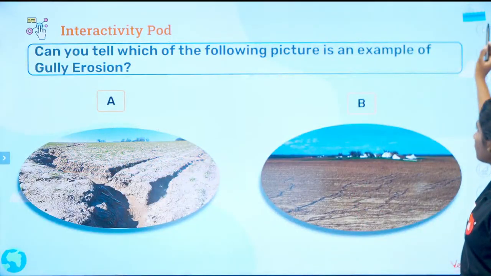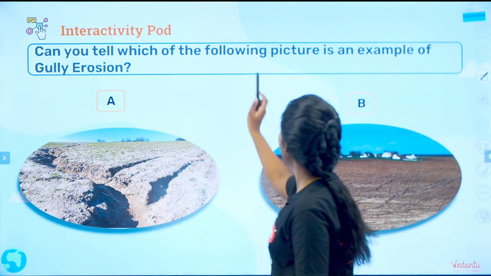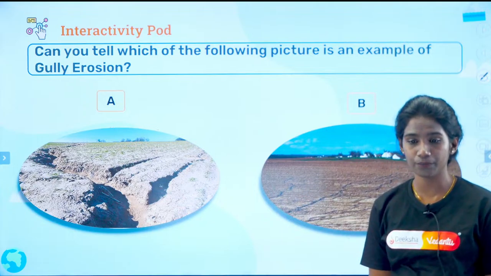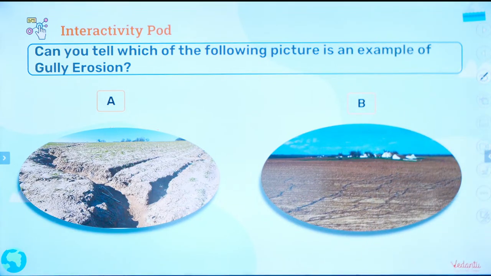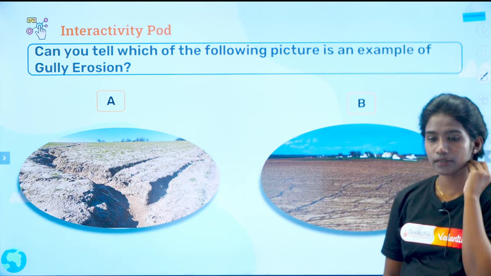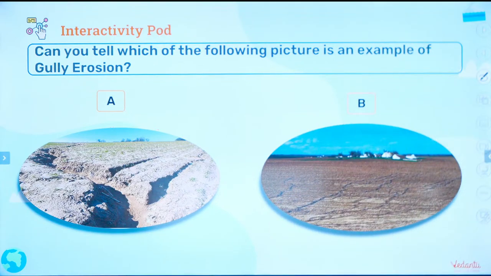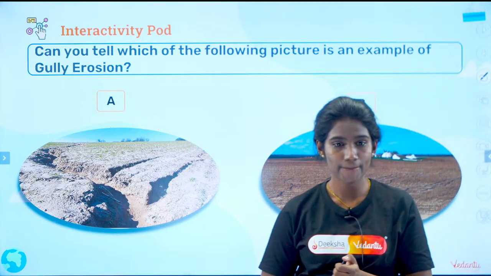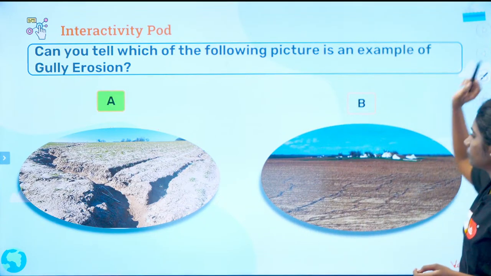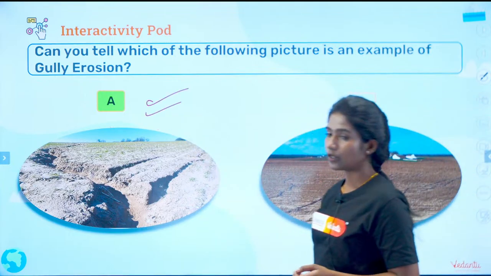Okay. Now, can you tell which of the following pictures is an example of gully erosion? Option A or option B? Which one? Which one, students? It is option A. Option A is gully erosion.